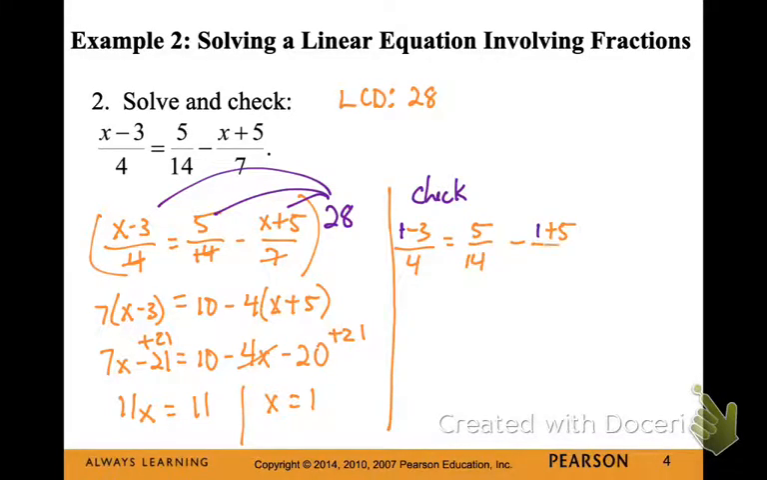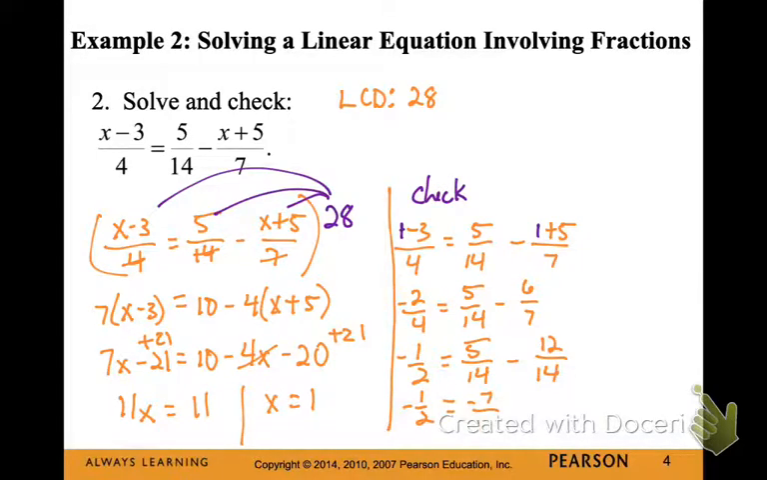So on the left side of the equal sign, we get negative 2/4. On the right side, we get 5/14 minus 6/7. So negative 1/2 equals 5/14 minus 12/14, or negative 7/14, which reduces to negative 1/2. So that checks because we get a true statement. The left side equals the right side.